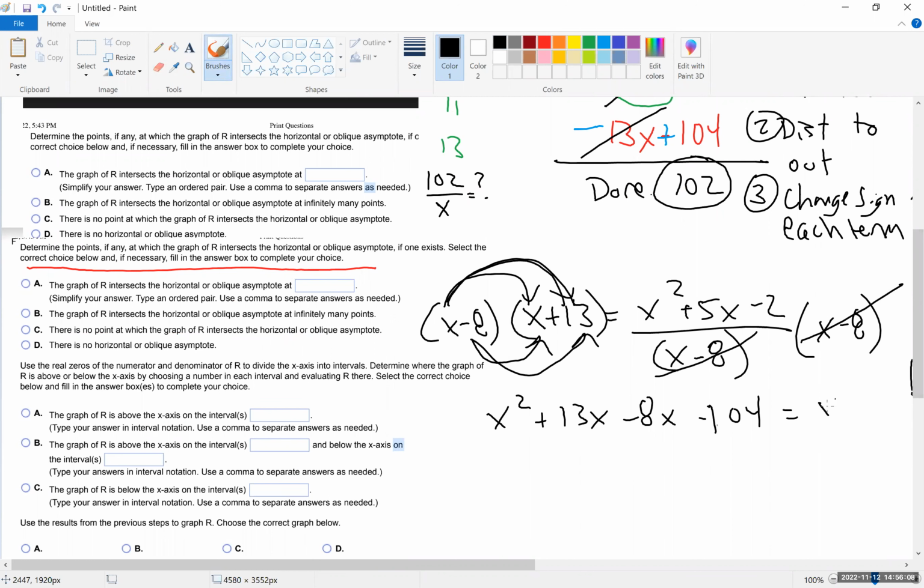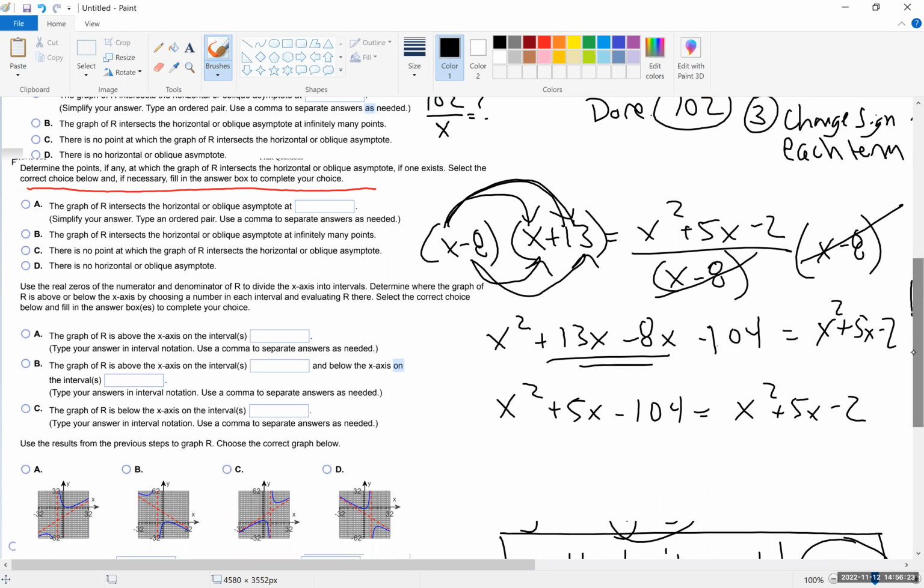Is that equal to x squared plus 5x minus 2? Well, we can combine like terms, so it's going to be x squared plus 5x minus 104. Is that equal to x squared plus 5x minus 2? Well, this is a quadratic. How do we solve quadratics? Set one side equal to 0. So we're going to subtract x squared, subtract 5x, and add 2.